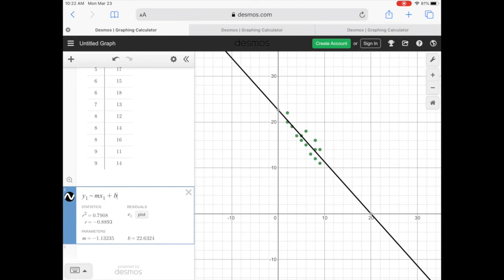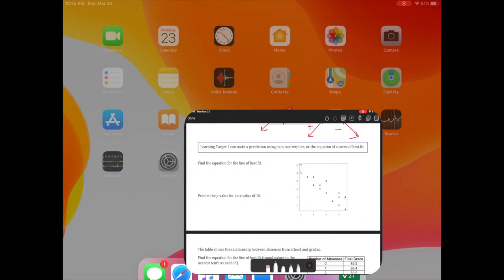And as soon as you get done typing that, you should see the line appear and it looks perfect. And down here at the bottom of this number 2 box, you see m equals negative 1.13235. I'm going to write that down on a spare piece of paper real quick. M equals negative 1.13235. I'm not going to round it. It's not too many digits, and I want it as accurate as possible. And you see where it says b equals 22.6324. We're going to use the m and the b to make our equation.